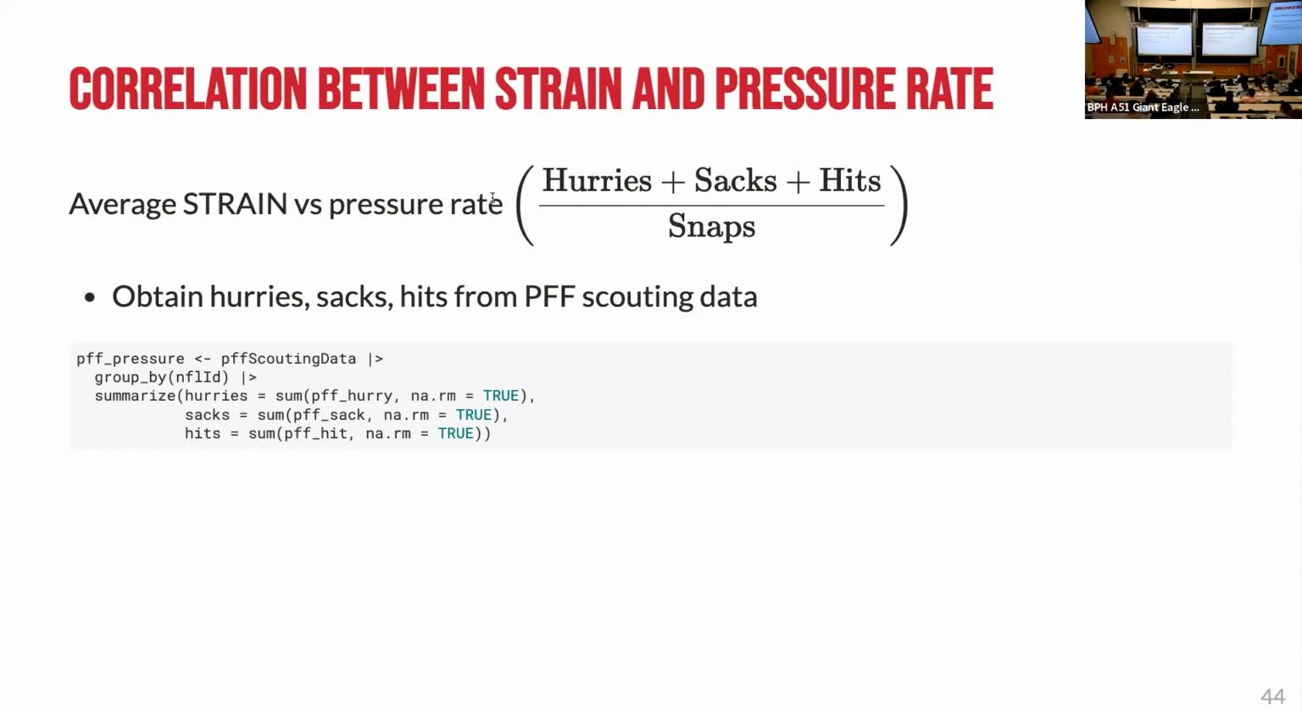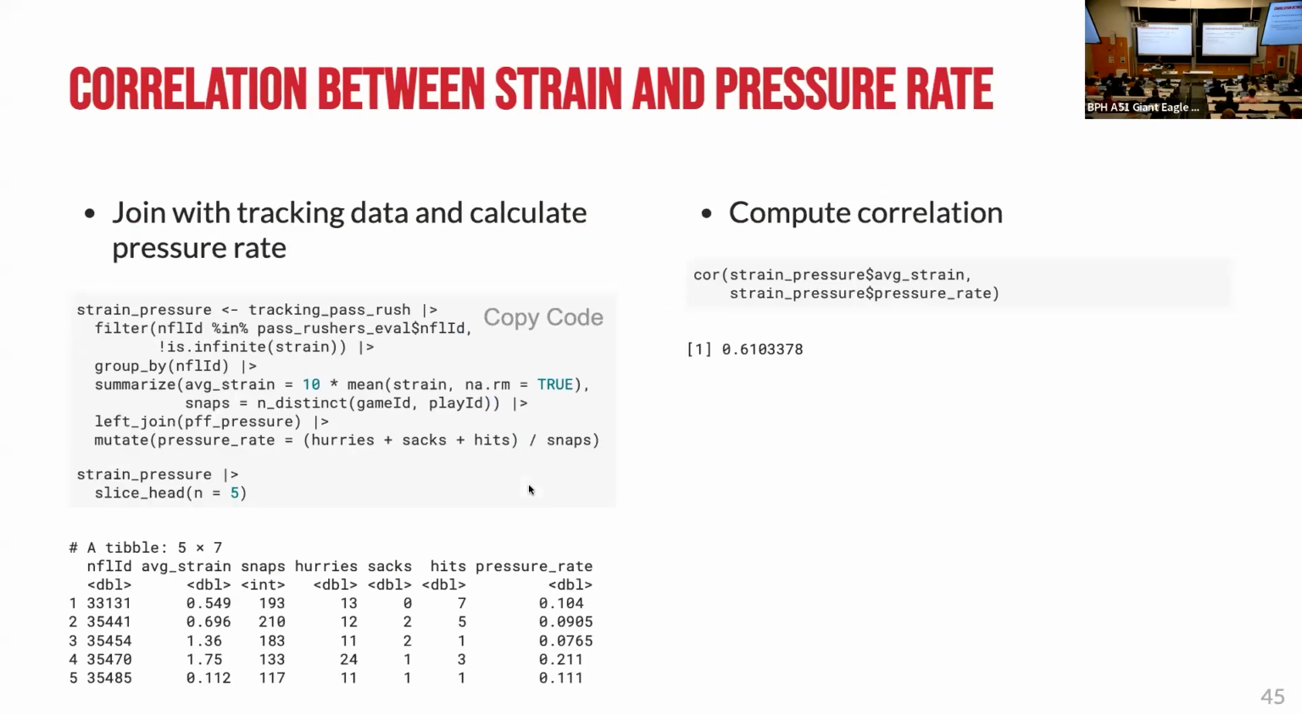So first here, we can just obtain the hurries, sacks, and hits information from the PFF scouting data, which for each player over the course of the data, is just a simple aggregation to tally up how many total hurries, sacks, and hits they have from PFF data. What we can do next is join it with the tracking data and then calculate the pressure rate.